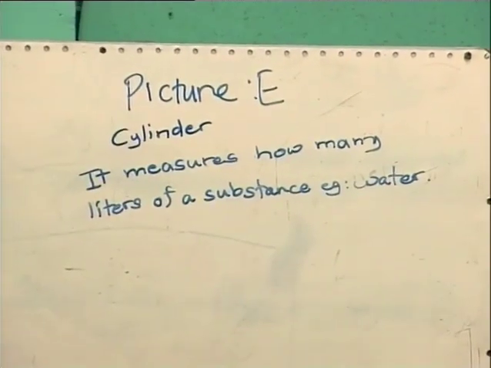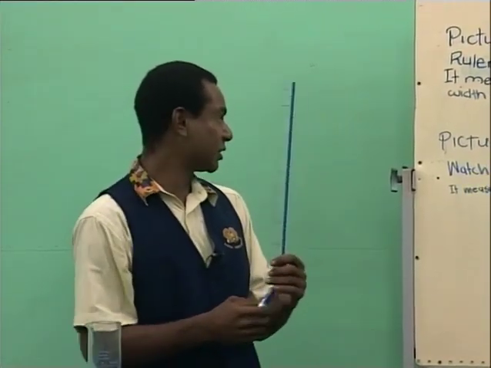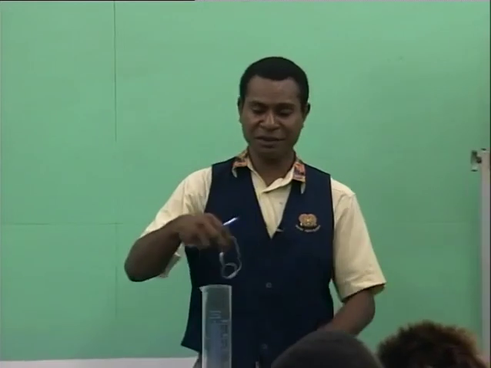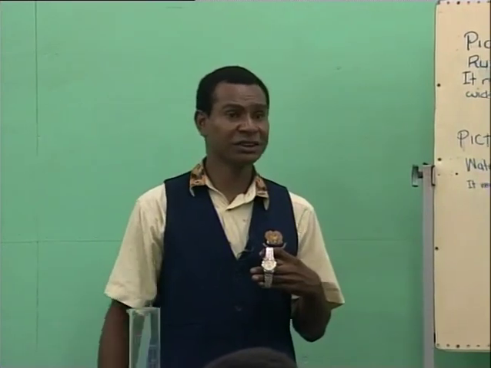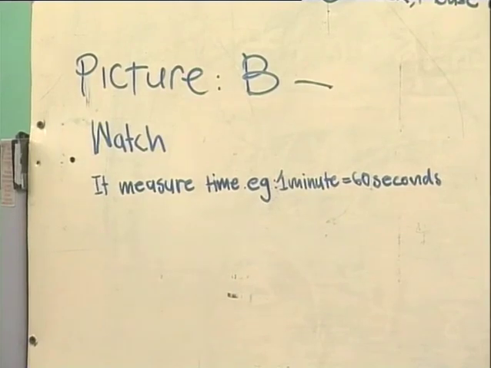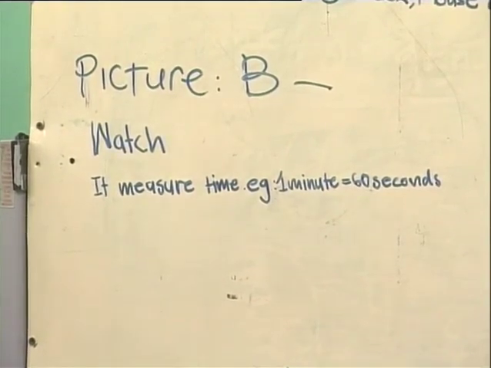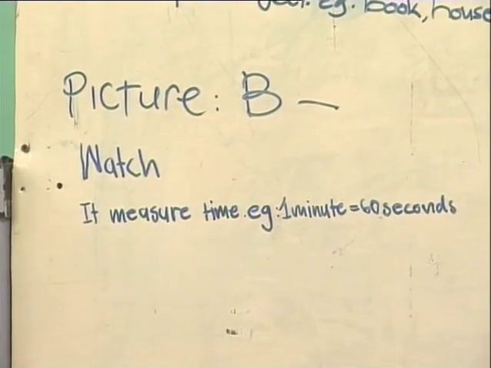Right, let's go through our 5 pictures that we look. The real object that I have for picture 1 here is a ruler. Okay, ruler measures the length, width of an object, examples book, house, and many others. Picture B, the real object that I have with me is a hand watch. So it tells time. So our units that is used is seconds, minutes. Largest unit is hour.